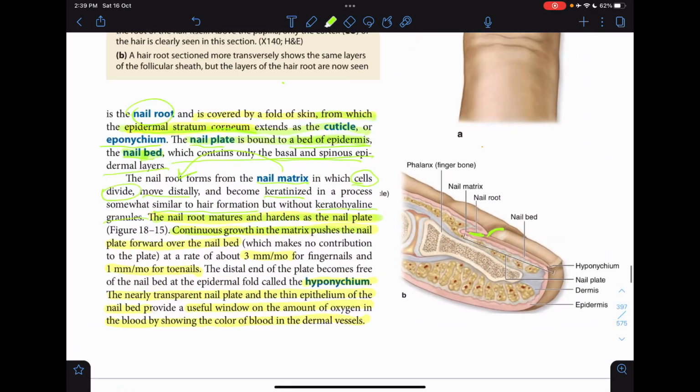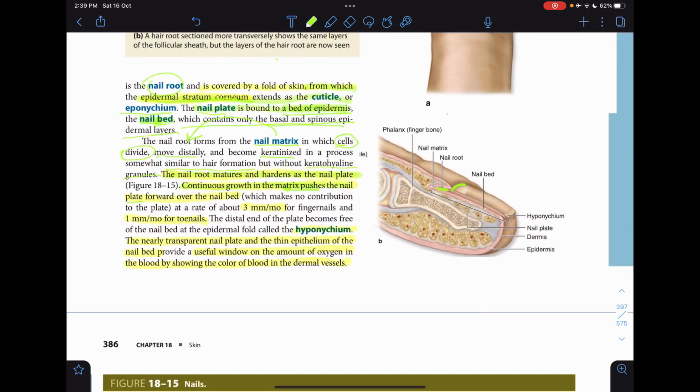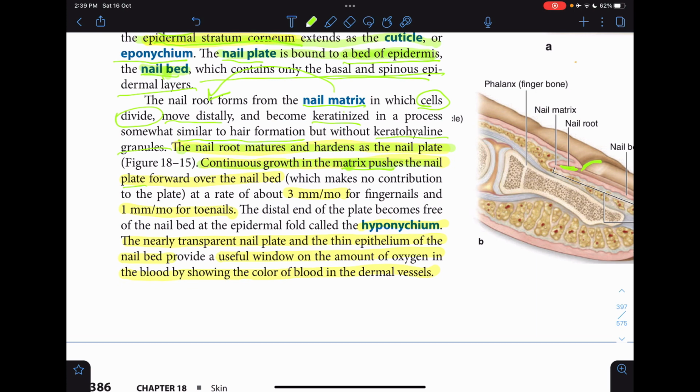What does that mean? When our nails grow, how do our nails grow? Our nails grow by the pushing of the matrix. It pushes the nail plate forward over the nail bed. So the nail matrix is responsible for pushing the nail plate forward over the nail bed. When this happens, we get growth of the nail at a rate of about 3 millimeters per month for the fingernails and about 1 millimeter per month for our toenails. And this is an estimation. It varies from every person, from every individual.